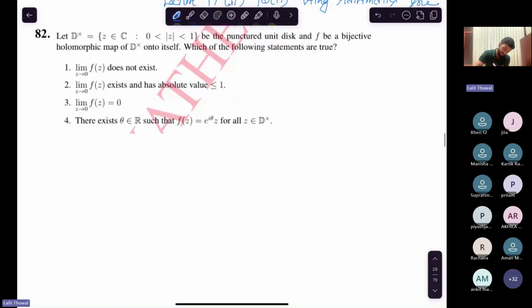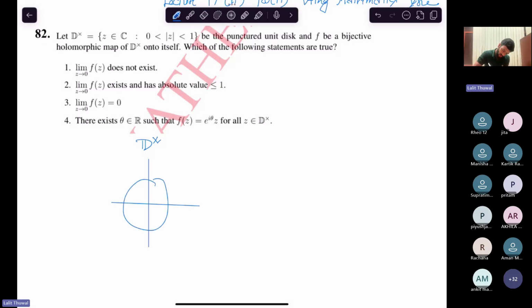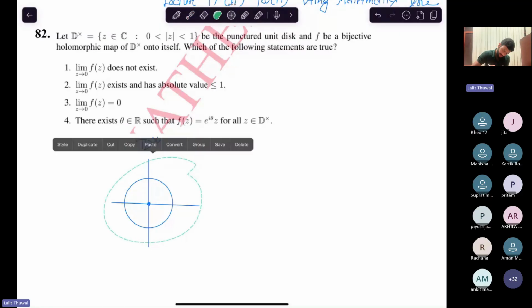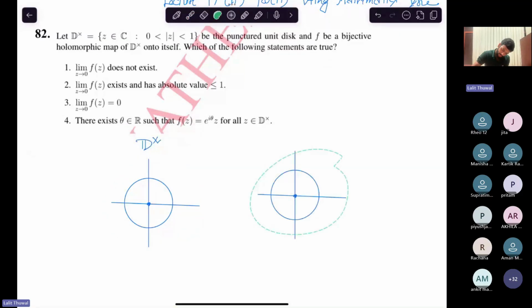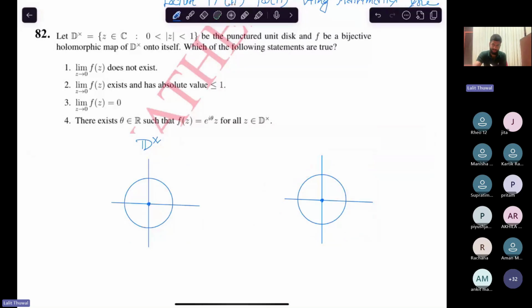You have the punctured disk. It does not involve 0, so 0 is not here. You have a map from D cross to D cross. Let me solve it in detail. D cross is the punctured unit disk and f is a bijective holomorphic map from D cross onto itself. We have a bijective, bianalytic map. Which of the following statements is true?